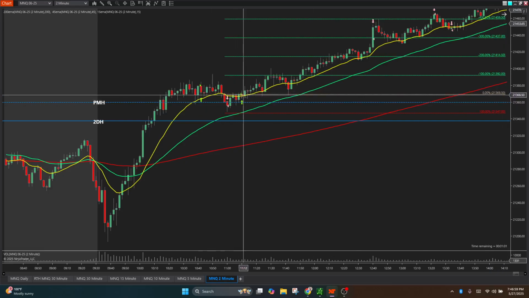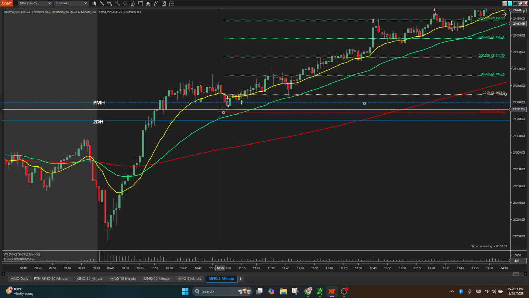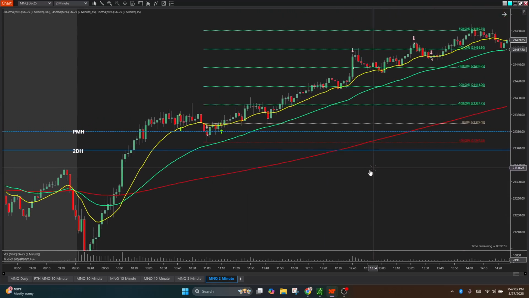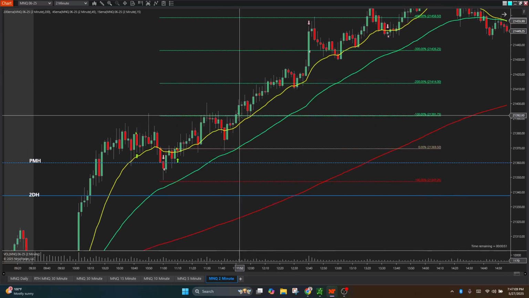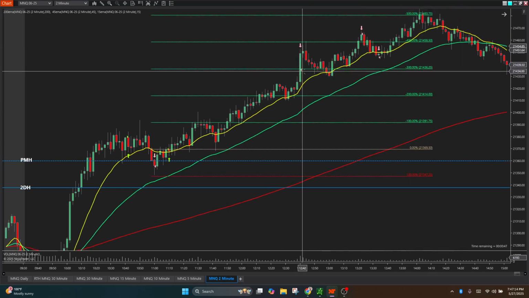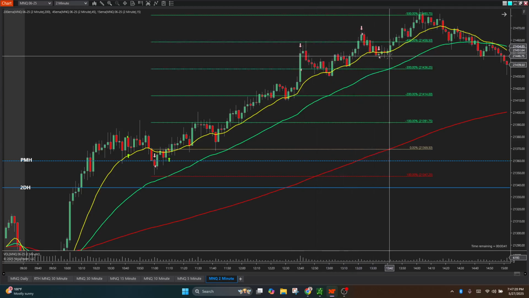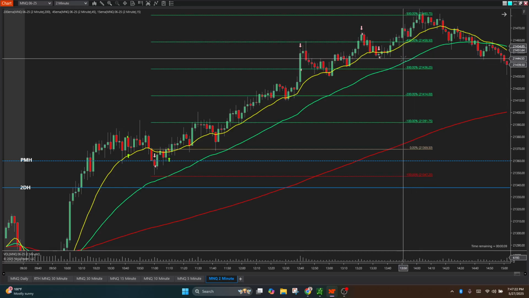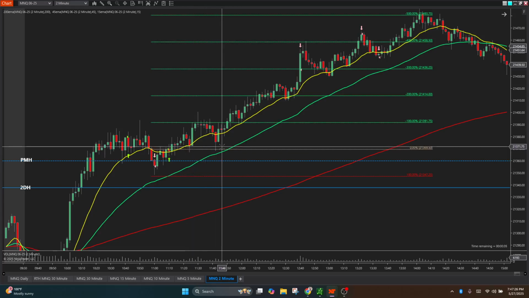So you can see my entry was right here. I had my stop right underneath this candle. And you can see, my first target, or my first sell, I should say, wasn't until like a 3-to-1 risk reward. My second one was a little over a 4, and this one got trailed out by like 3.5 times my risk.